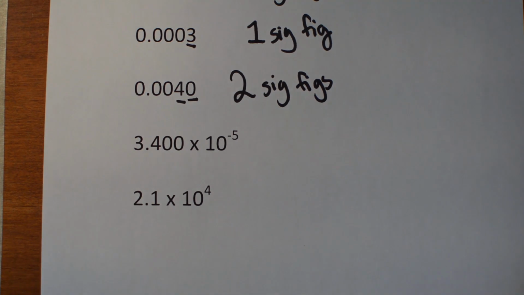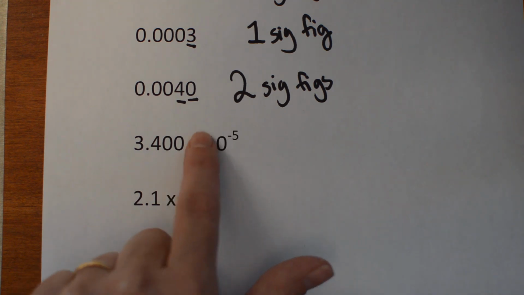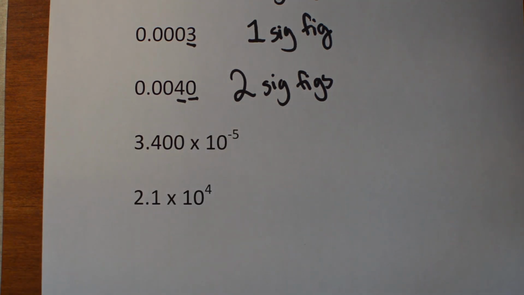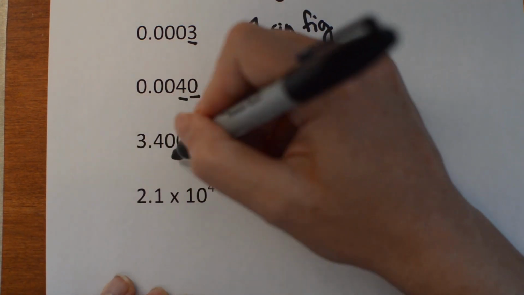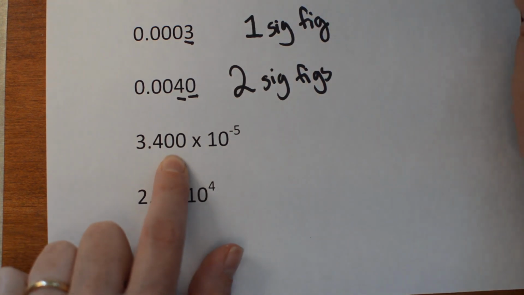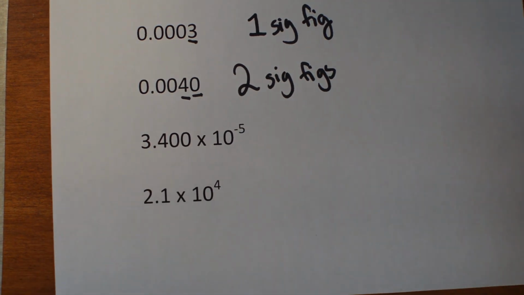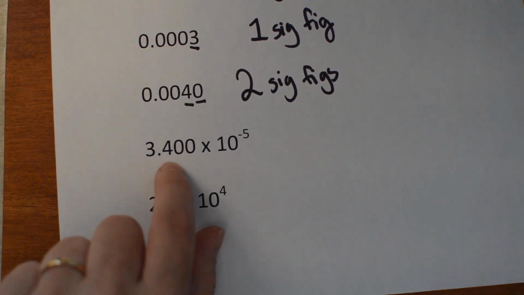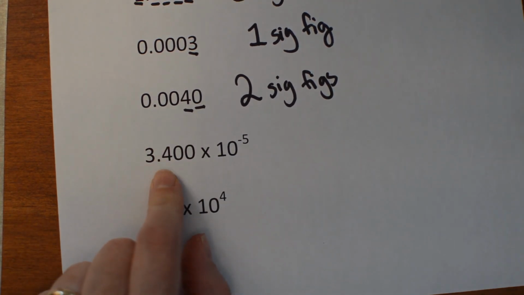Now here's some numbers in scientific notation. Good news about scientific notation. For counting significant figures, this part does not matter at all. So you don't have to rewrite it in non-scientific notation to figure out sig figs. You actually just have to look at this piece, just the regular number piece. That tells you how many sig figs you have. Of course, this is important for knowing what the number is, but this is all you need to look at for how many significant figures there are.